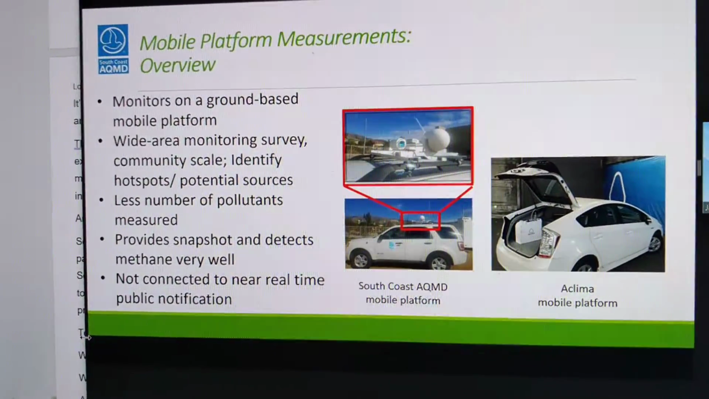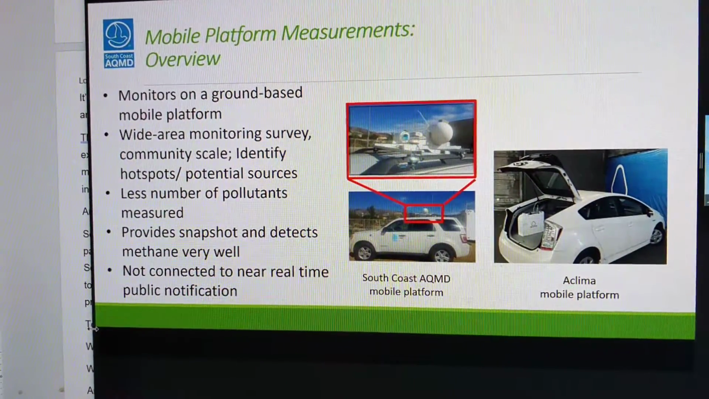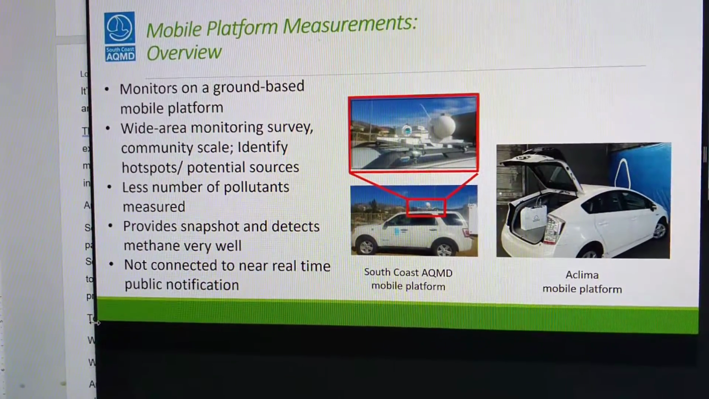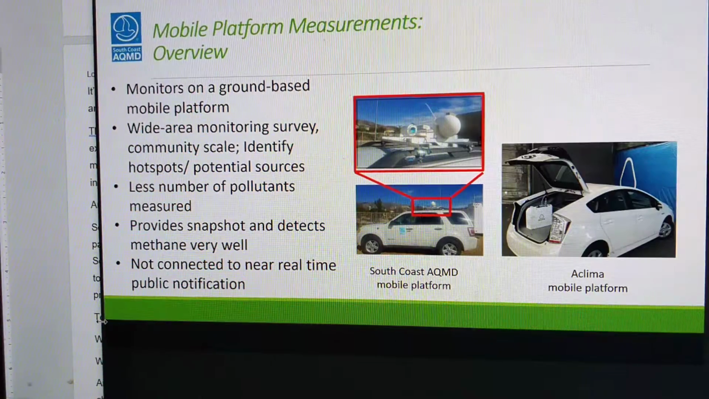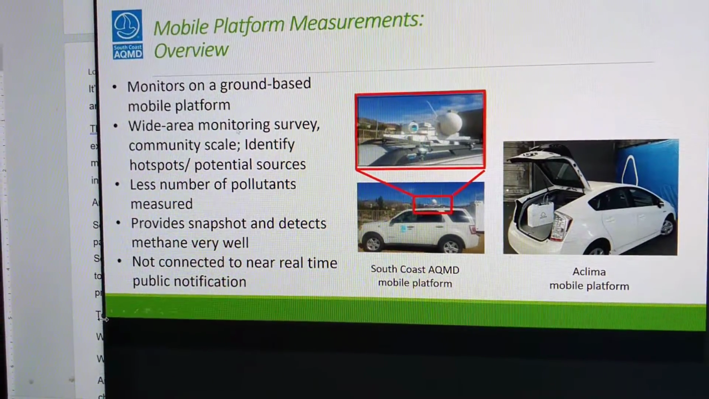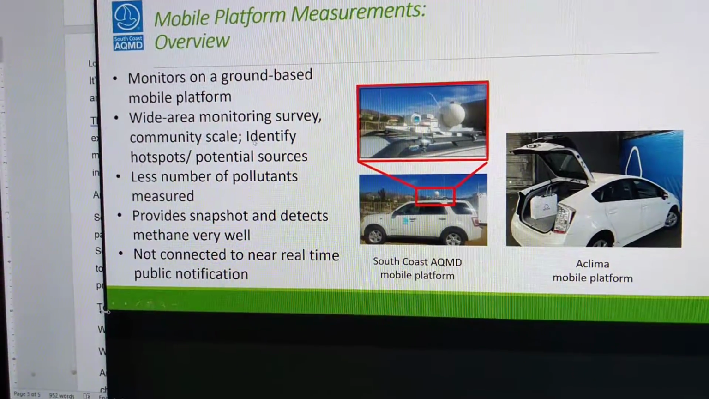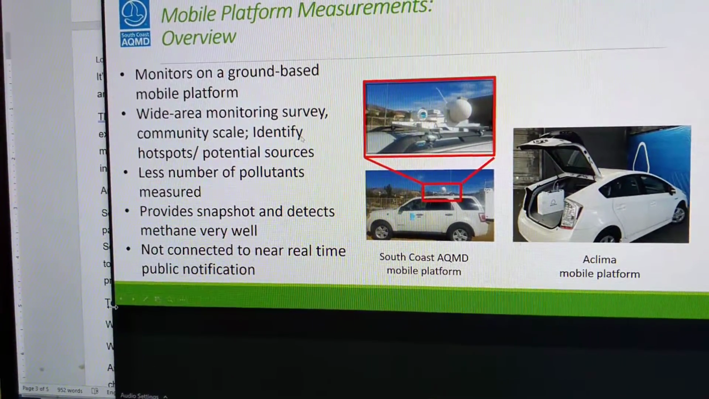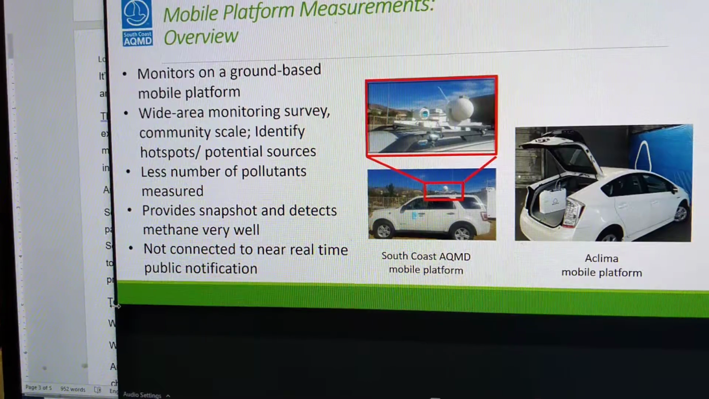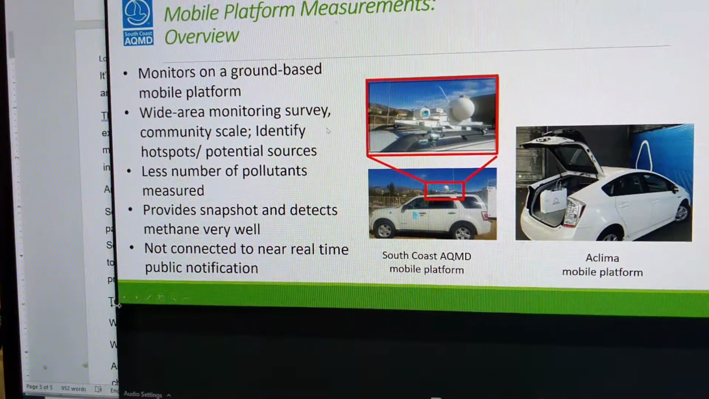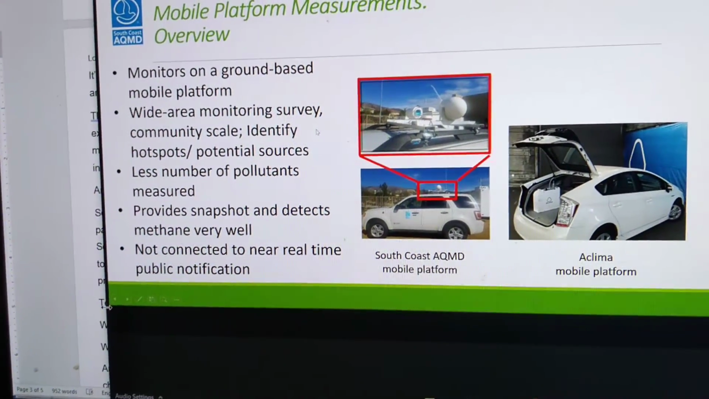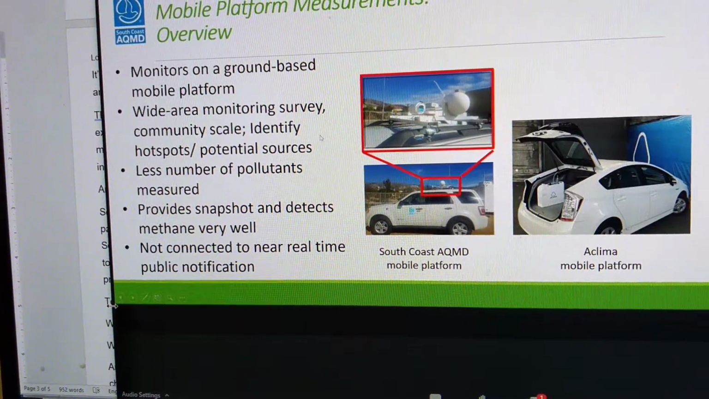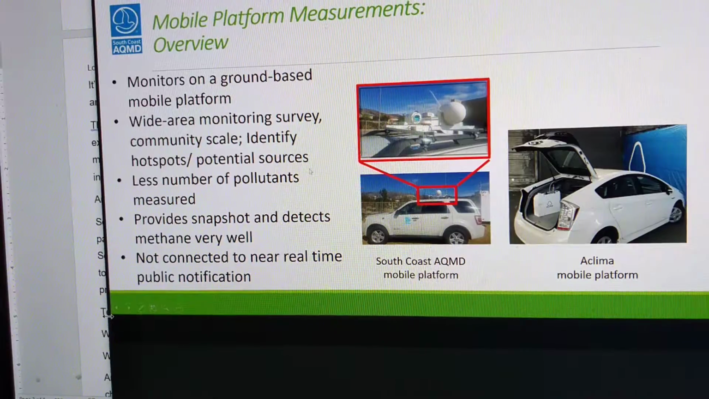So if there was something of a high magnitude that would be a potential source, this would be a good way of finding it. Some of the limitations is that there could be a smaller number of pollutants measured, depending on what the community would like to measure for. And while it's good for methane, some of the techniques are not really great for especially the BTEX compounds. So there would be some limitations of the information that you would get off of the mobile monitoring.